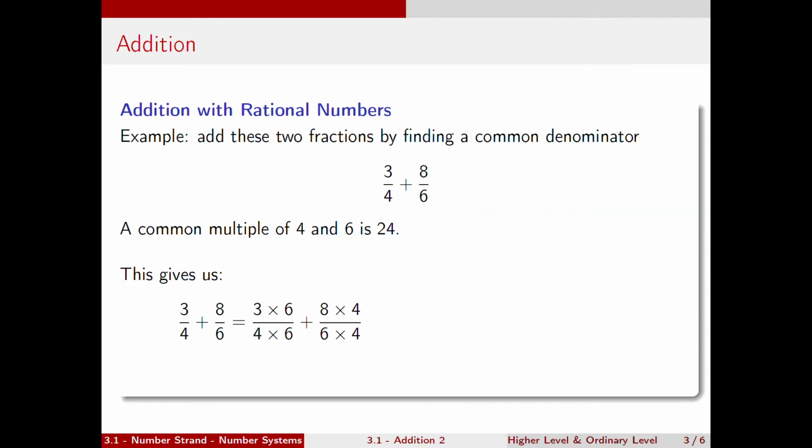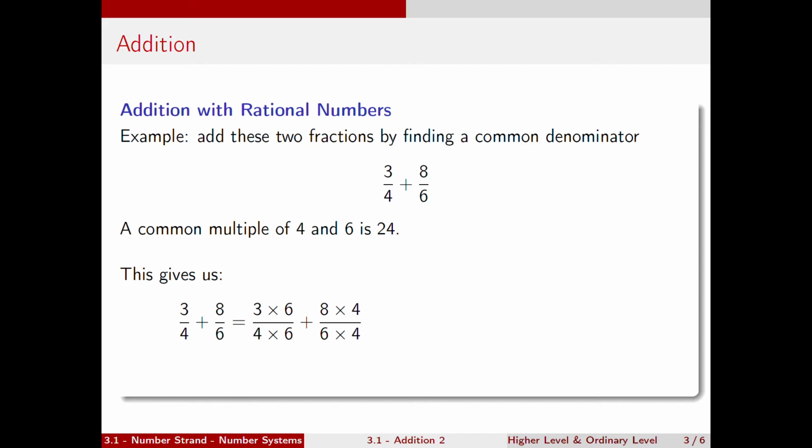So let's look at an example of adding two fractions together by finding their common denominator. We'll look at 3 over 4 plus 8 over 6. We know already we need the bottom number to be the same on each fraction. So to do this, we need to find a common multiple of 4 and 6. We multiply 4 and 6 together and we get 24. So we can see in the bottom line that 3 over 4 plus 8 over 6 will become 3 times 6 over 4 times 6 plus 8 times 4 over 6 times 4.